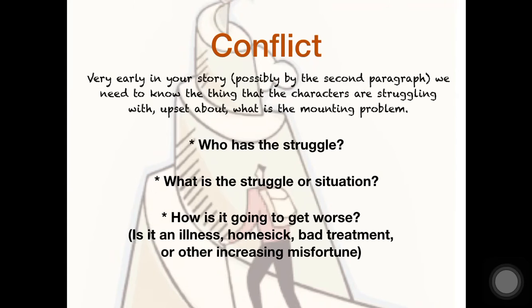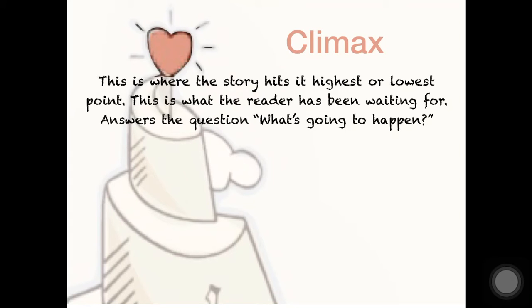And once you have your conflict established, then you need to think about the climax. This is where the story hits its highest point or its lowest point, okay? Sometimes it's a really high, great point, and sometimes it's where the character hits rock bottom. But this is what the reader has been waiting for. This answers the question that the reader has been asking and asking and asking. What's going to happen? This is what keeps your reader reading, okay?